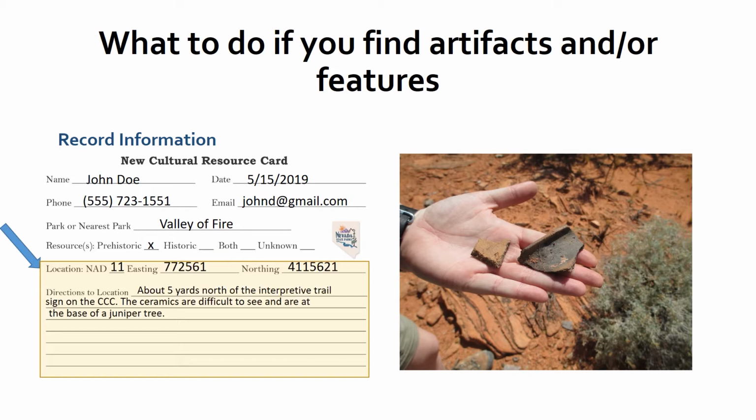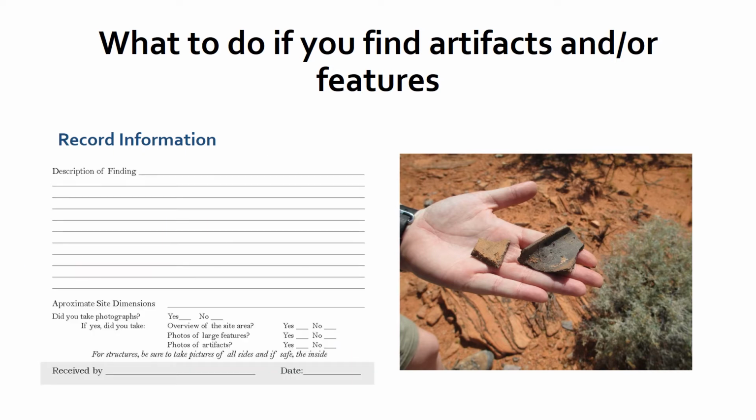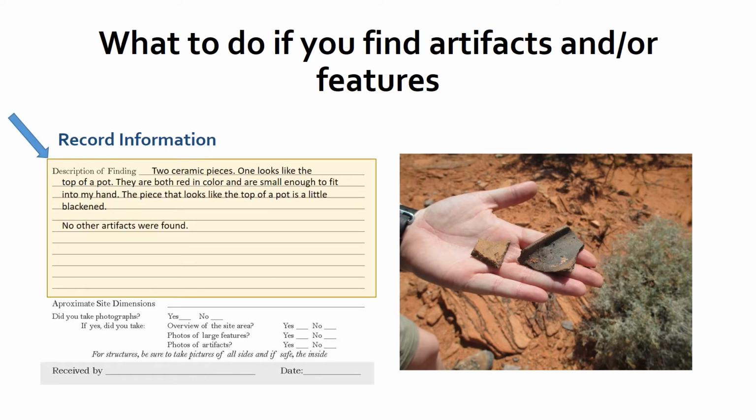And this is an example. So about 5 yards north of the interpreted trail sign on the CCC. The ceramics are difficult to see and are at the base of a juniper tree. The description of the finding is important. I found 2 ceramic pieces. One looks like the top of a pot. They are both red in color and are small enough to fit into my hand. The piece that looks like the top of a pot is a little blackened. No other artifacts were found.